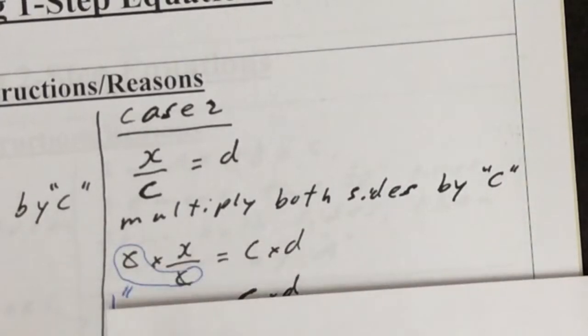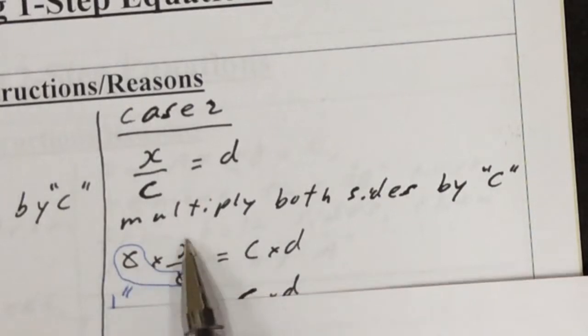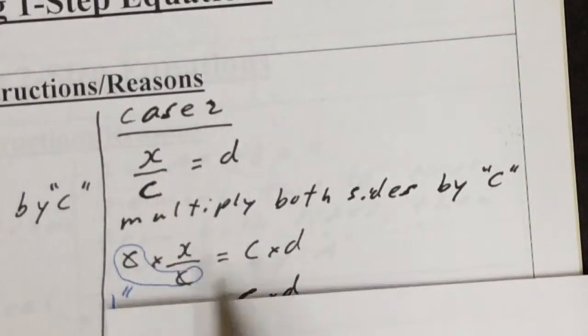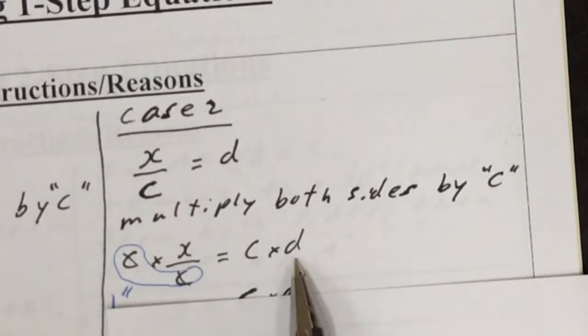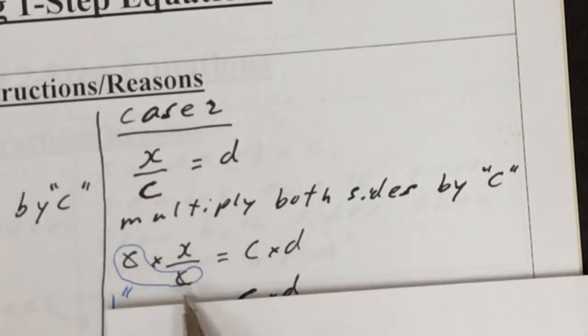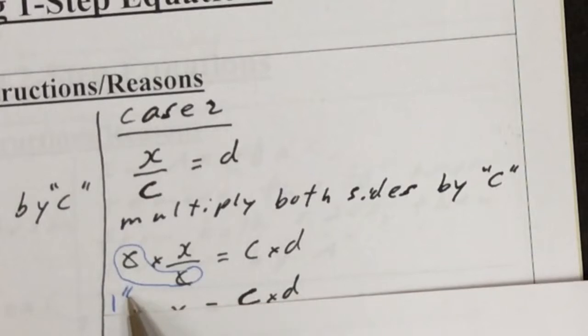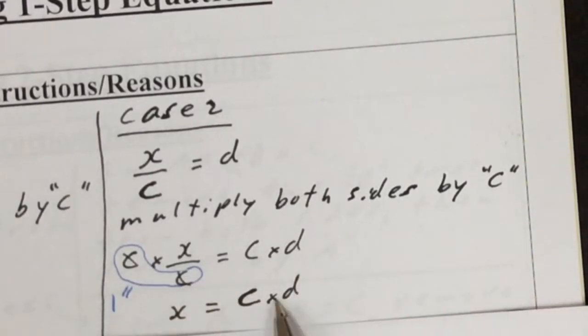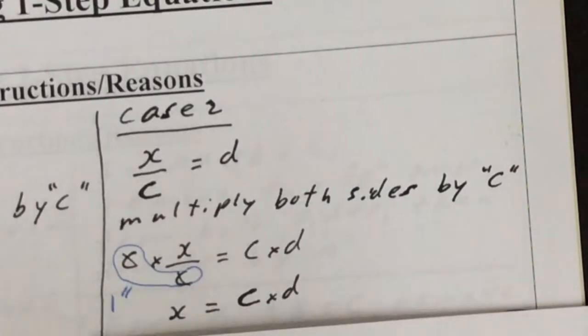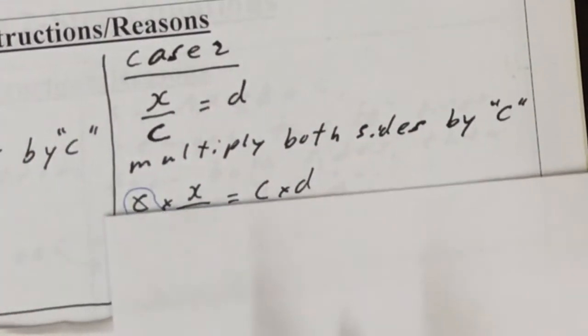And when you do that, you're going to do c times x over c, which is that side, equals c times d, multiplying both sides by c. But on this side, the c's cancel out like they did before. It gives you a 1. c divided by c is 1. And you get x equals c times d. So that's the strategy for that one step.